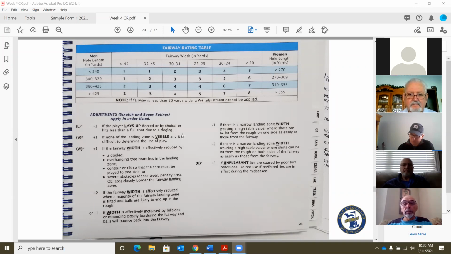There are also some scenarios where shots can be hit from the rough on one side as easily as from the fairway. You'll see this a lot on golf courses where the rough is not very thick, and we definitely want to use this.